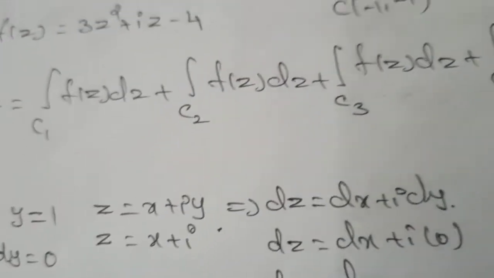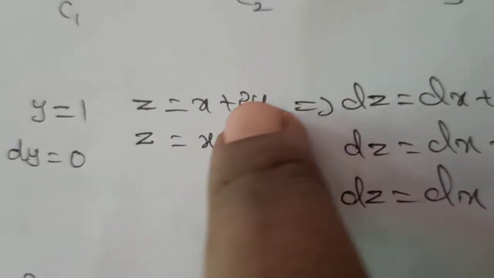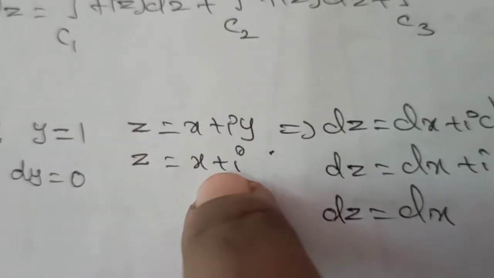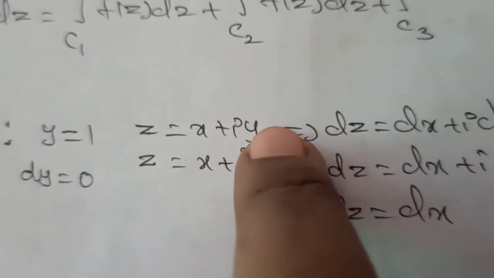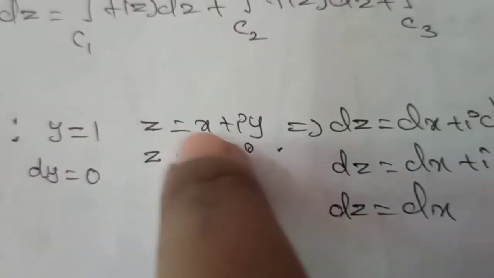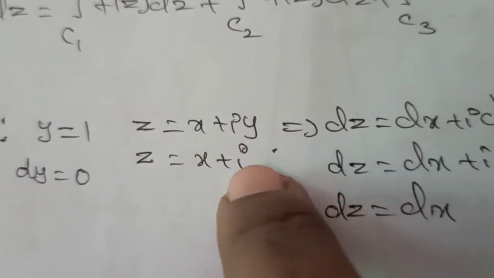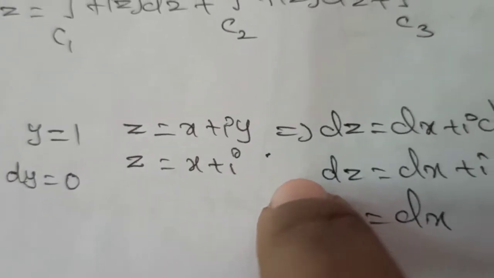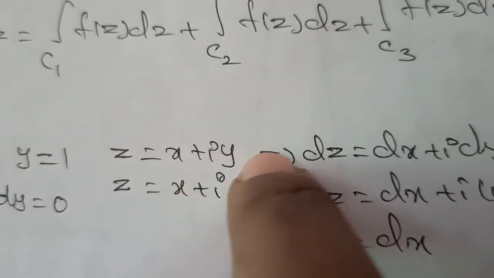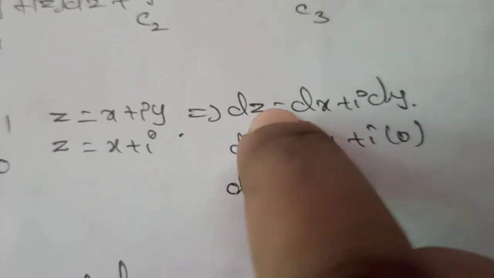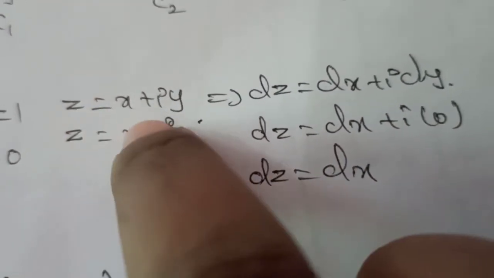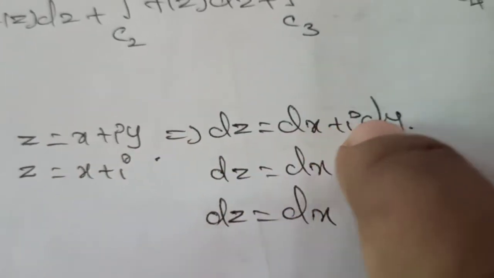Next, take the complex value z. Let z equal to x plus iy. Substituting the y value, y is 1, so i into 1 becomes i. So z equal to x plus i. Next, differentiating on both sides, dz is equal to dx plus i into dy.